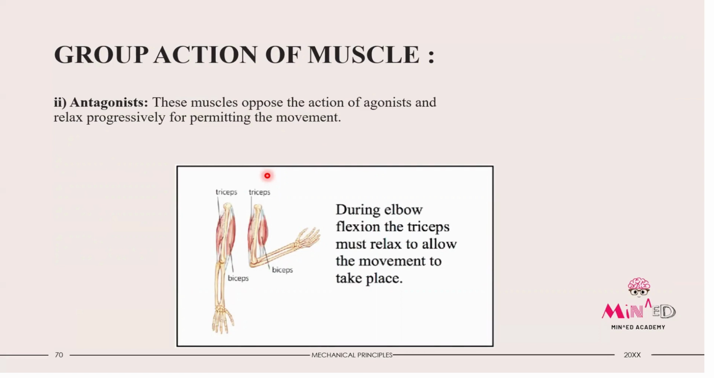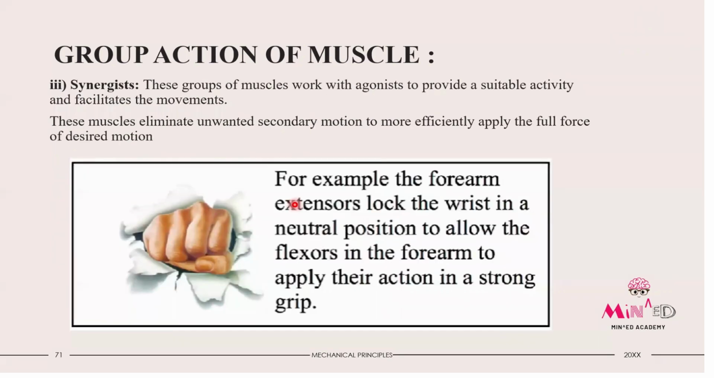So during elbow flexion, what happens? The triceps must relax to allow the movement to take place. See the diagram. When you're doing elbow flexion, only when the triceps is in a relaxed position can you flex the elbow. So if this is the agonist, this will be the antagonist. Both work simultaneously.